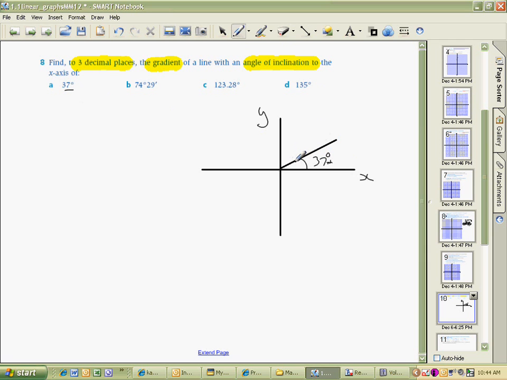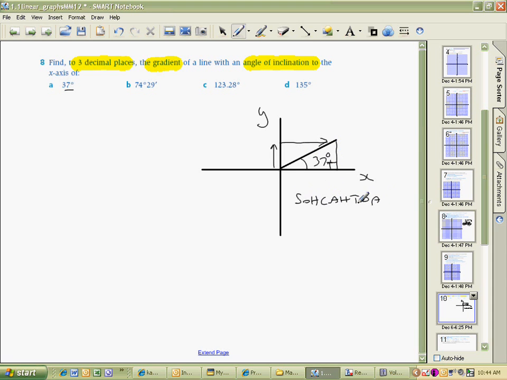How do we do this? Well, what's the gradient again? It's the rise over the run, isn't it? Rise over the run. Now look at this triangle here. If I drop a line down there, I've actually got a right angle triangle, and I know an angle to it. And now we know about SOHCAHTOA. We've done all this before, you have.